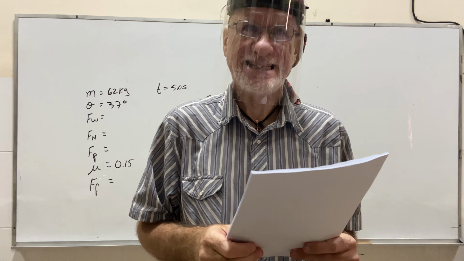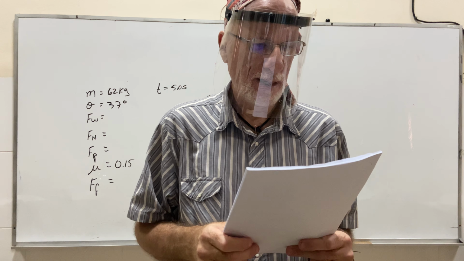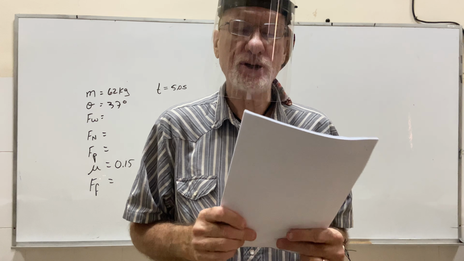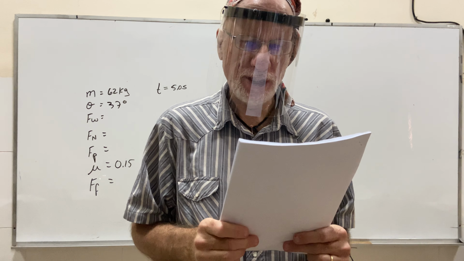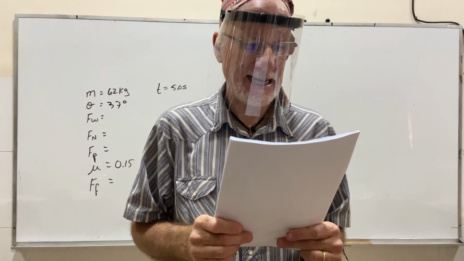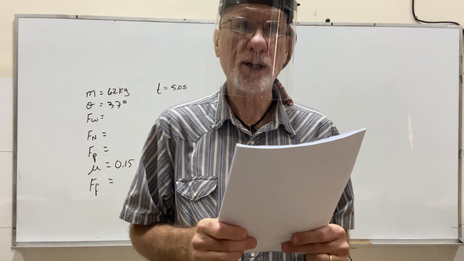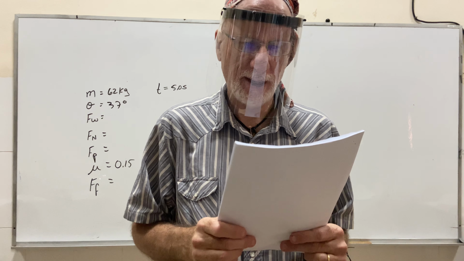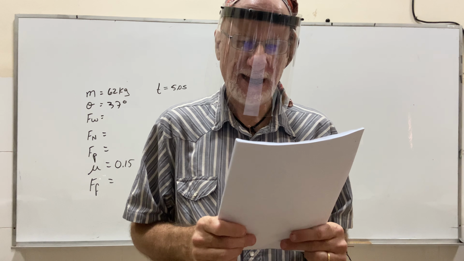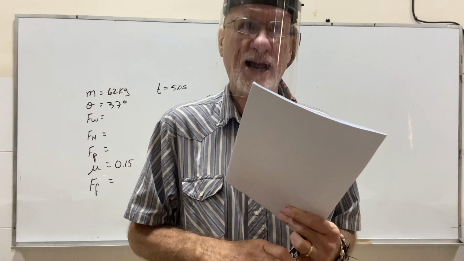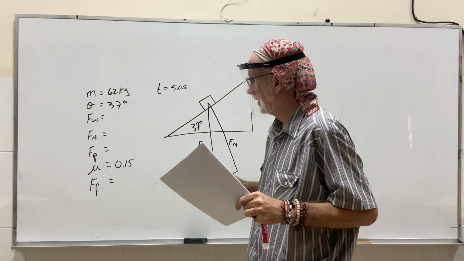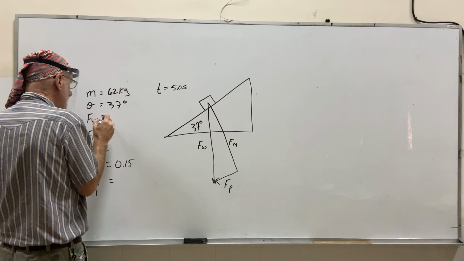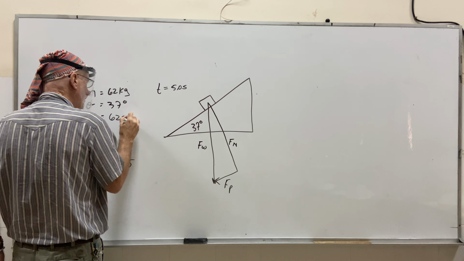It says a 62 kilogram person on skis is going down a hill sloped at 37 degrees. The coefficient of kinetic friction between the skis and the snow is 0.15. How fast is the skier going 5 seconds after starting from rest? Understood? Okay. So we've got to do all this stuff. We'll use 10 for gravity. So this will be 620 newtons.